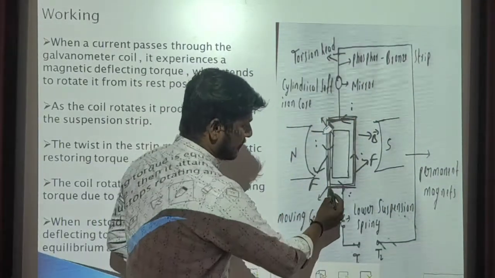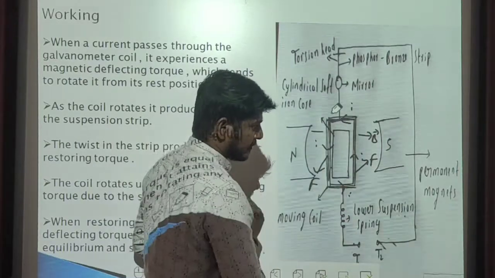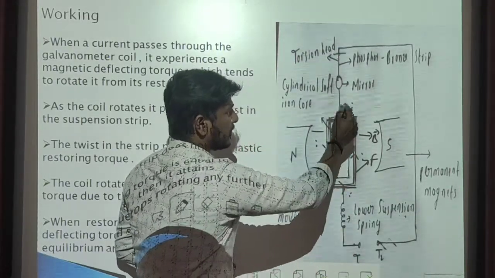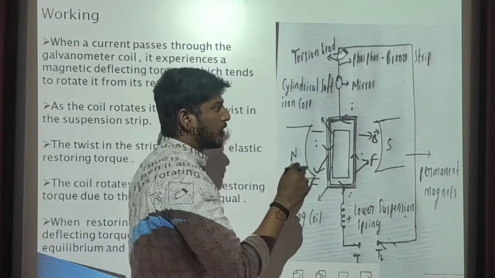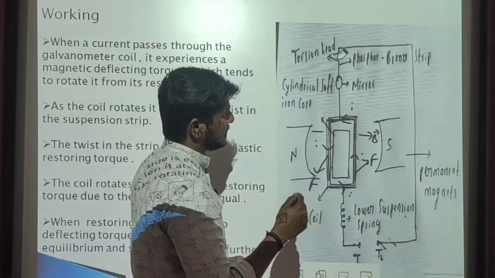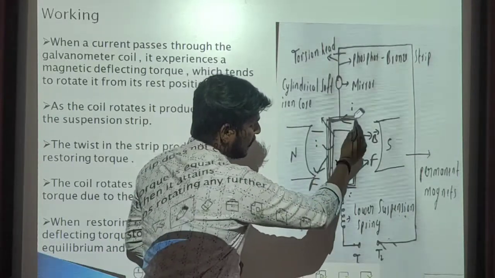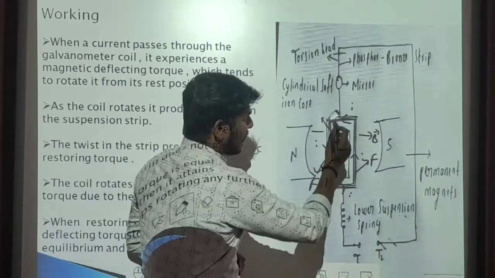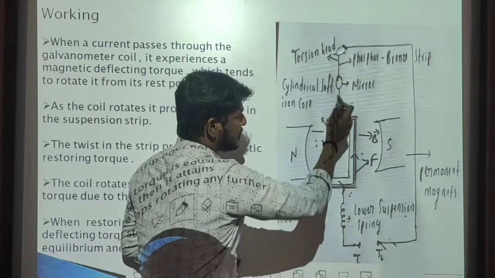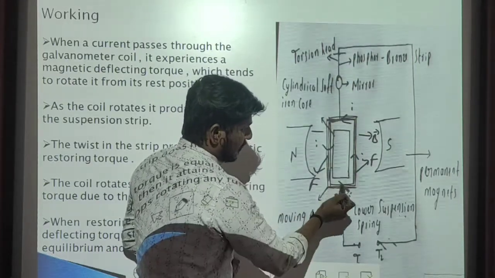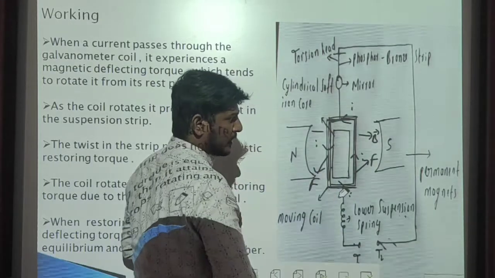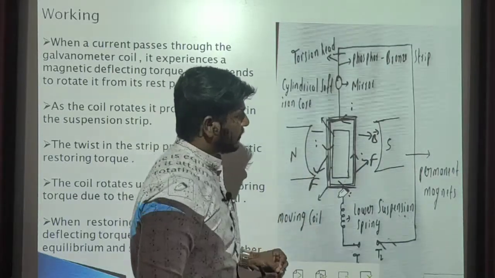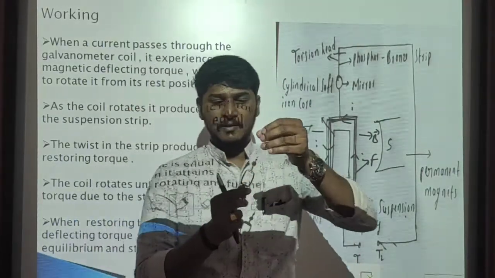Here you can see that when the coil rotates, it produces twist in the suspension. Due to this twist in the suspension, a restoring force is developed due to the property of elasticity, and this coil keeps on rotating and suddenly it will stop when the magnitude of the restoring couple developed in the suspension becomes equal to the magnetic deflecting couple. Then this copper coil stops rotating. I will try to explain it by taking this example.